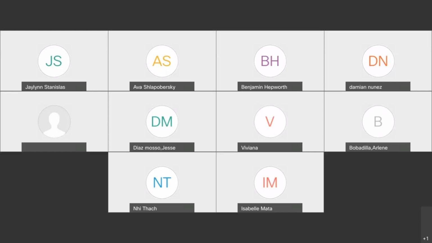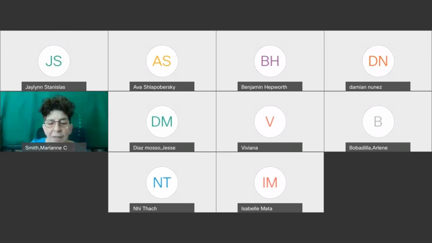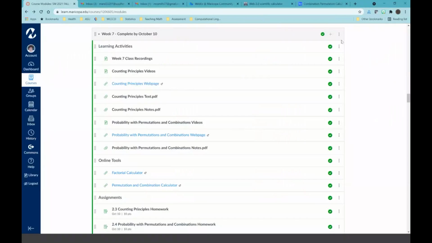And I am recording. Let me share my browser with you just to show you where we are in the course. Okay, we're currently in week 7. Again, we talked about counting principles last time, and now we're going to be talking about permutations and combinations in building probability fractions.